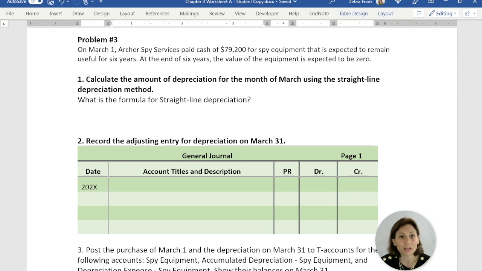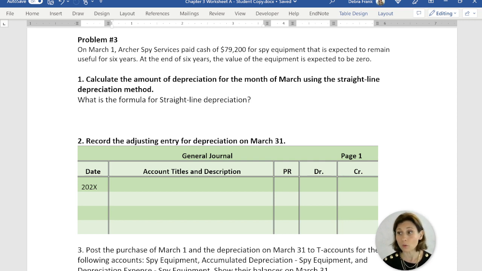So this one is Archer Spy Services. They paid cash of $79,200 for spy equipment. Okay. And expected to remain useful for 6 years. And then at the end of 6 years, the value of the spy equipment is going to be worth nothing. It's going to be worth zero at the end. All right, so sometimes it'll be worth an amount, and we'll see when we do this little equation for figuring out our straight line depreciation, that we might actually have an amount in there. So that zero value right now, that is called the residual value. So at the end of the life of this particular asset, the spy equipment, it's worth nothing. But sometimes it could be worth something. So that is an important piece of information.